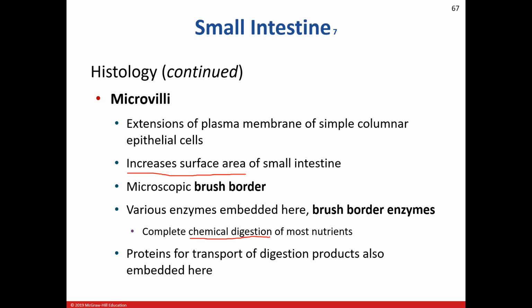Or we will see some of these carbohydrates broken down into what we call polysaccharides, and then eventually into the monosaccharides, the simple sugars. So you'll see a lot of the final touches of chemical digestion going on here. It's really important that we have ample amounts of these enzymes being produced for proper digestion.